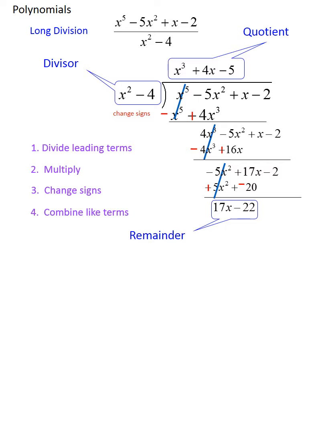But where's the answer in all this mess? Is the answer the remainder? Is it the divisor? Or is it the quotient? Well, it turns out it's a mixture of all 3. You see, the final answer to a long division problem always has this format: quotient plus remainder over divisor.